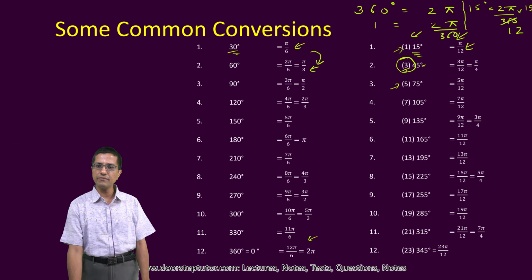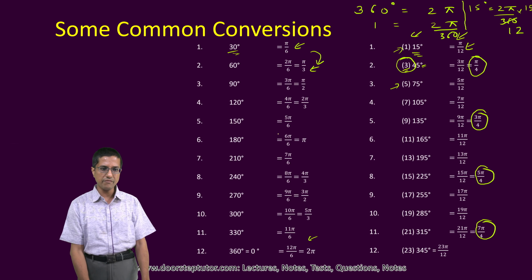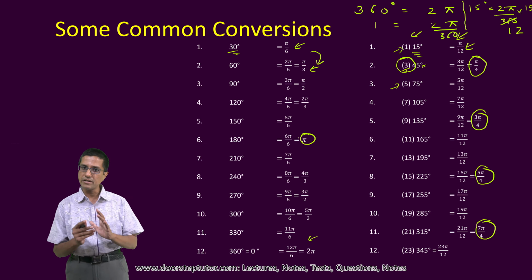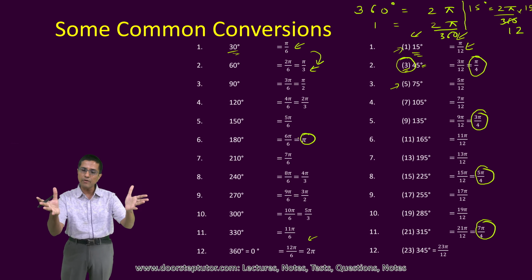So into 3 is 45. So here also we will multiply by 3. So this will become pi by 4. This is important, of course. And this is again important, 135, and 5 pi by 4. This is also very important, and then this is also very important. And here 180 degrees is pi. This is very important.